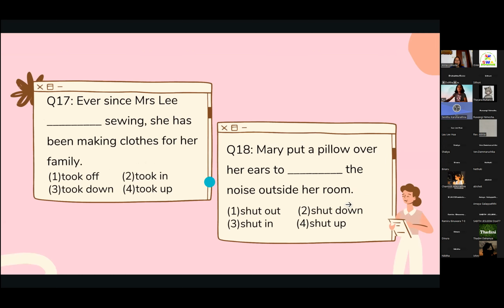Okay, then question number 17. Ever since Mrs. Lee blank sewing, she has been making clothes for her family.